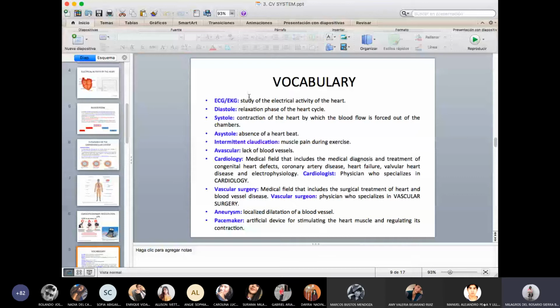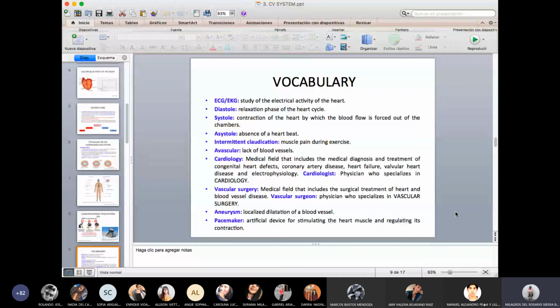Then intermittent claudication, what I was telling you about, the muscle pain during exercise. This is typical when there's atherosclerosis in the arteries of the limbs. Then avascular, when there are no blood vessels. And cardiology, well, the field that studies the heart, no? Congenital diseases, coronary artery disease, heart failure.